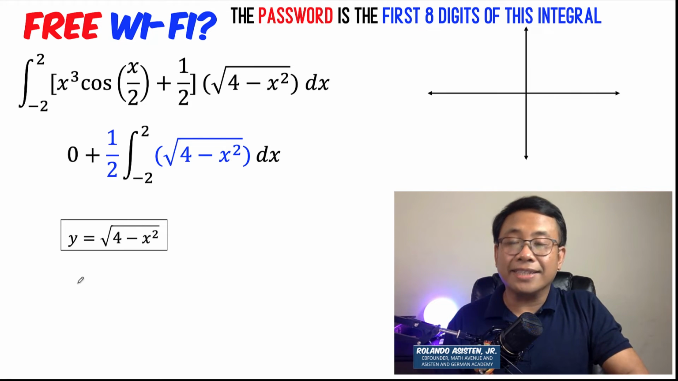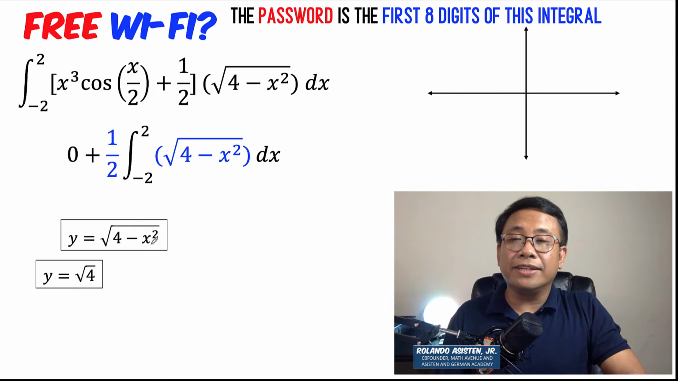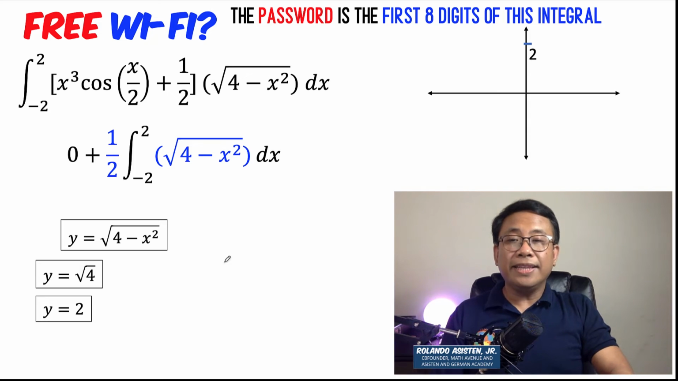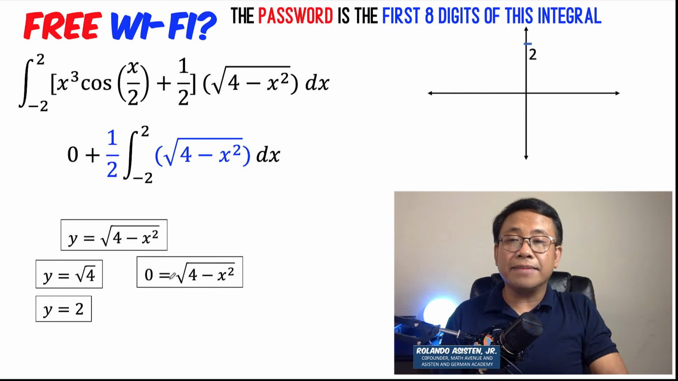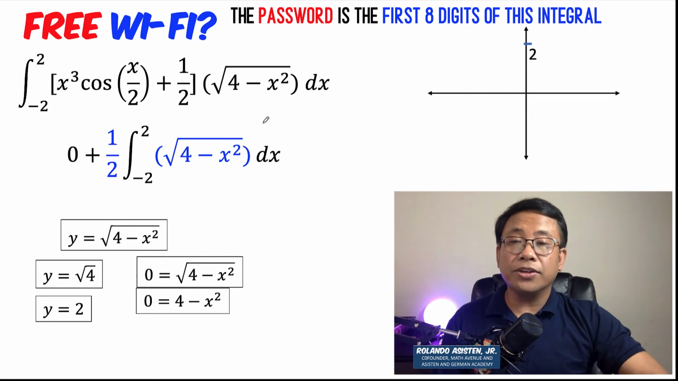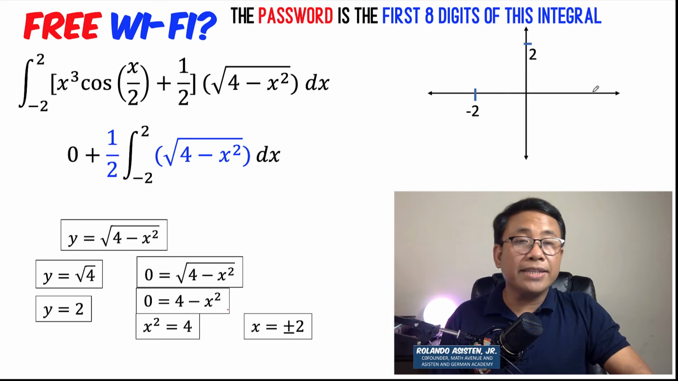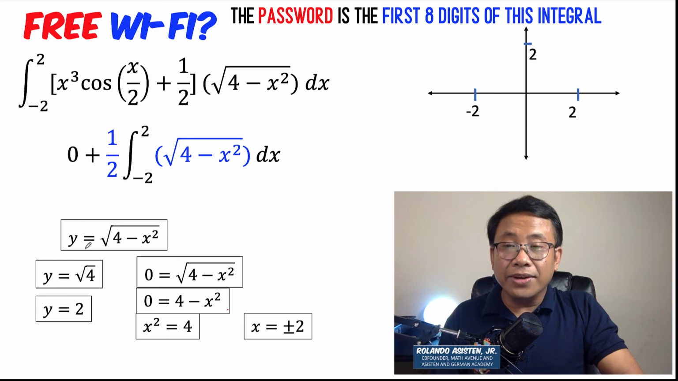Let's get the x and the y-intercepts. If we let x be equal to 0, then we have y equals the principal square root of 4, which is equal to 2. So the y-intercept is equal to 2. Then, if we let y be 0, we can find the x-intercepts. So we have 0 equals the principal square root of 4 minus x squared. Then squaring both sides, we have 0 equals 4 minus x squared. Then solving for x squared. And finally, solve for x, we have x equals plus or minus 2. So we have x equals negative 2 and x equals positive 2 as the x-intercepts of this function.